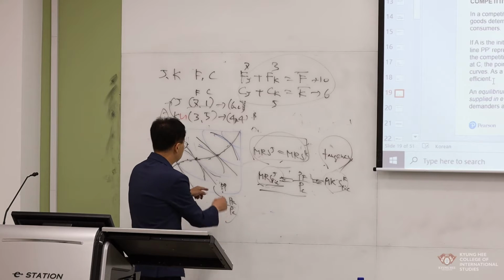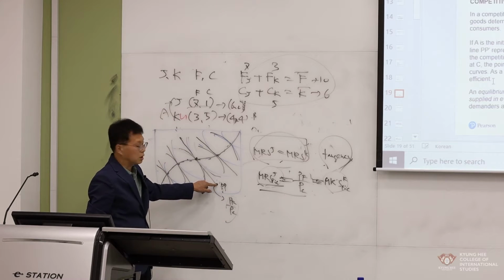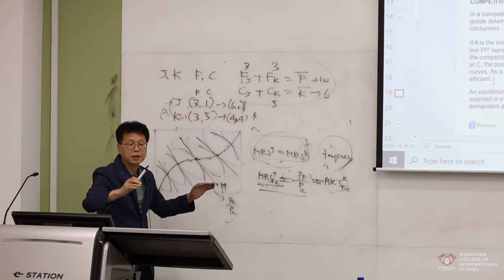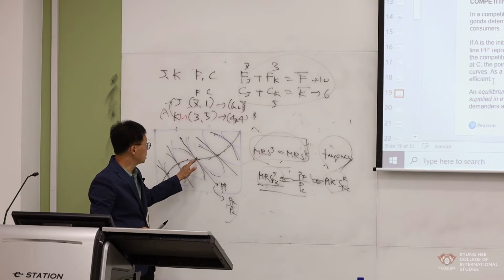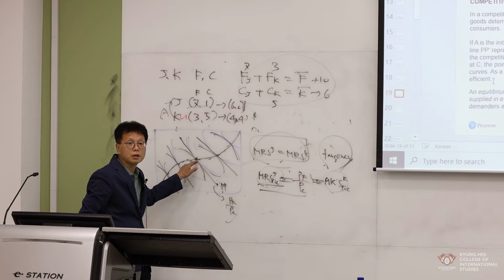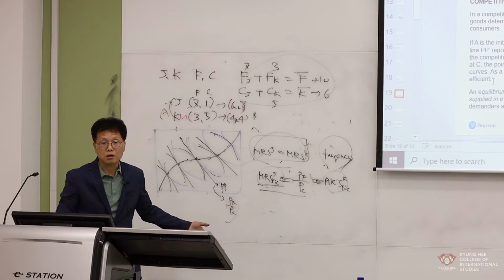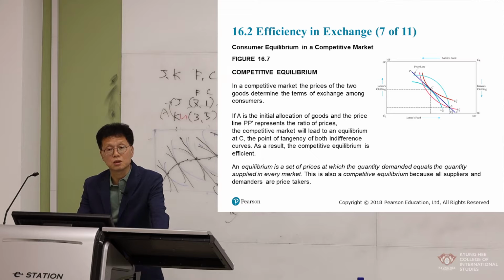So if the initial allocation of food and clothing by two guys is here, and there exists a market, right? Perfectly competitive food market and clothing market. Then we can reach this point automatically, led by price mechanism. Can you understand? So that is Adam Smith's invisible hand story, isn't it? Right? An equilibrium is a set of prices at which quantity demanded equals quantity supplied in every market. This is also a competitive equilibrium because all suppliers and demanders are price takers.